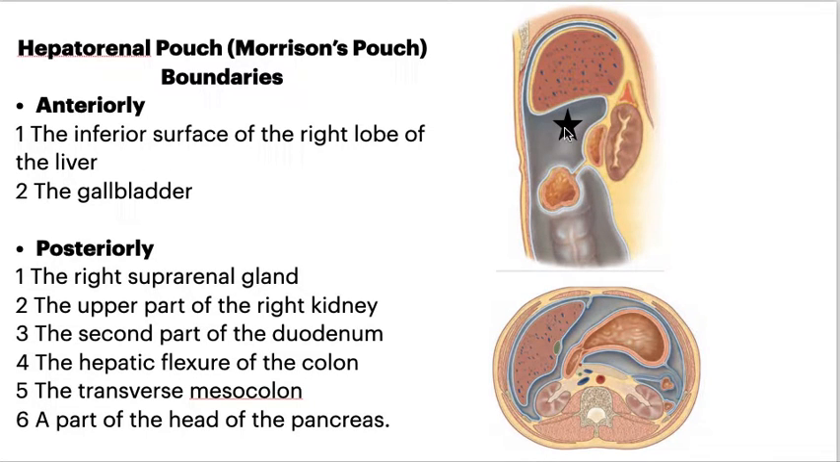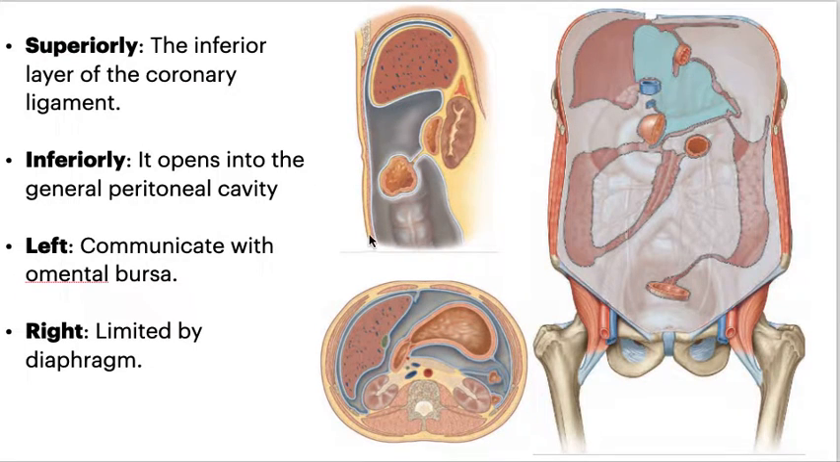Now, very important, the hepatorenal pouch or Morrison's pouch. Coming to the boundaries first, anteriorly we have the inferior surface of the right lobe of the liver and the gallbladder. Posteriorly, we have the right suprarenal gland, upper part of the right kidney, second part of the duodenum, hepatic flexure of the colon, the transverse mesocolon, and a part of the head of the pancreas. Superiorly, we have the inferior coronary ligament. Inferiorly, it opens into the general peritoneal cavity.